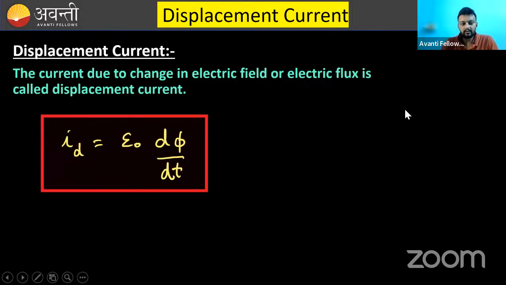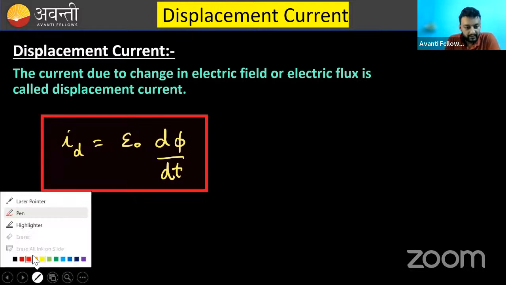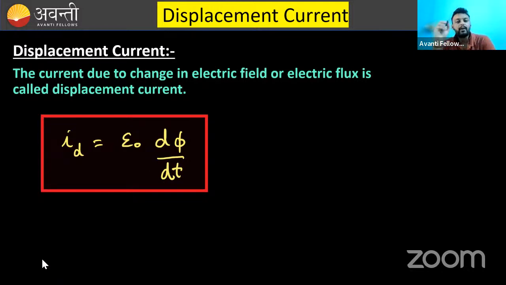You can see here. Okay. Let me tell you, the displacement current is the current which is created by the change in electric flux. Is this point clear? Whenever there is a change in electric flux, there will be a form of current which is known as displacement current.